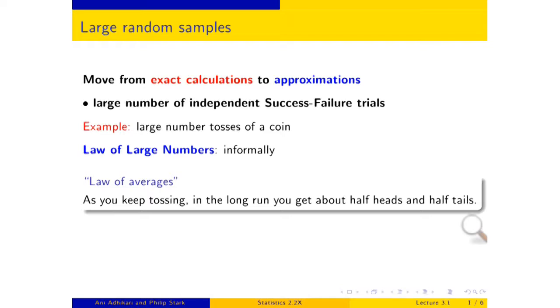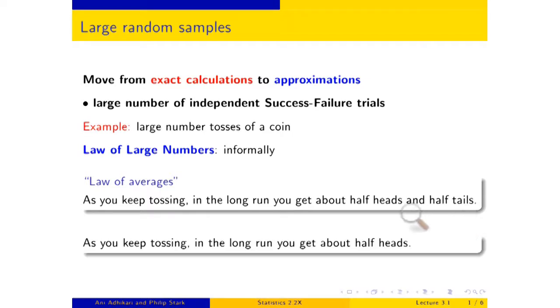So what we're going to do is examine this statement. There is a reason I have it in quotes. I want to see what it's actually saying. And once we have some sense of what it is really saying, we're going to take the quotes off. As a first step, I'm going to look at this second part about half heads and half tails. You know that there's a redundancy there. If I have about half heads, necessarily I must have about half tails, so I'm just going to drop these last three words because these two sentences mean exactly the same. As you keep tossing, in the long run, you get about half heads. That is an informal statement of the law of averages, and we're going to examine what it means.